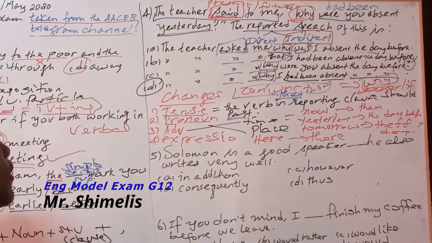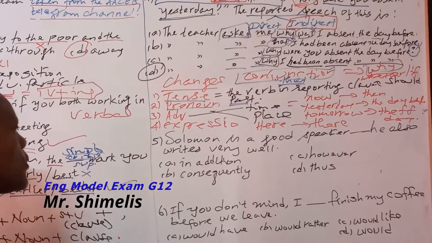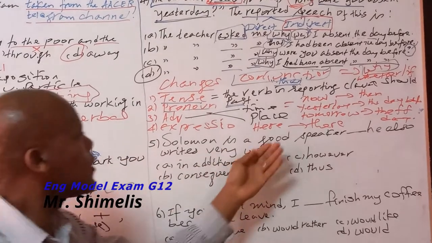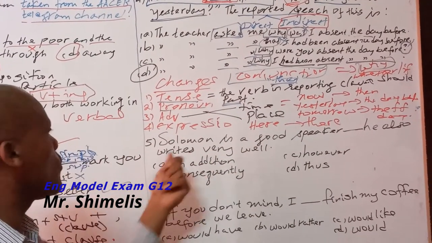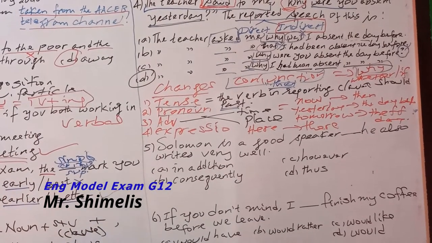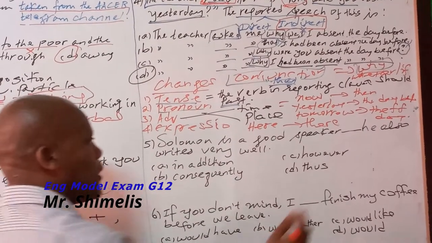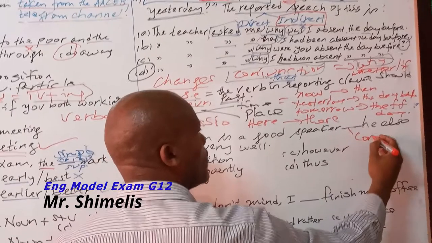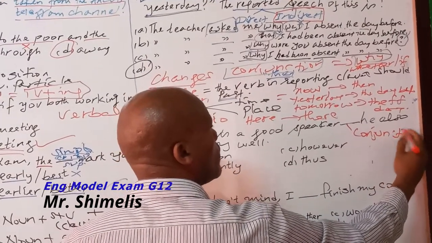Okay, that's our answer. Now let's go to question number 5. Solomon is a good speaker, dash, he also writes very well. Now what is missing here is a conjunction. As you can see, what is missing here is a conjunction.